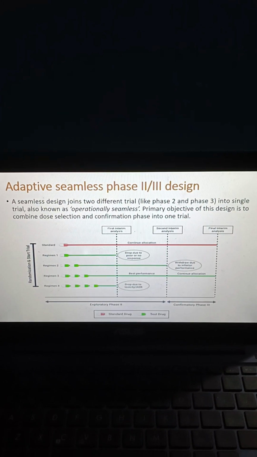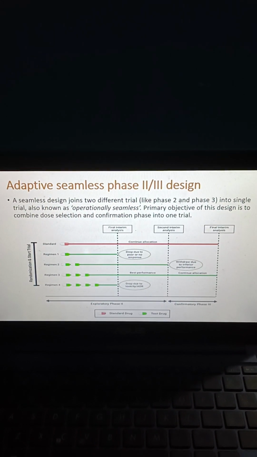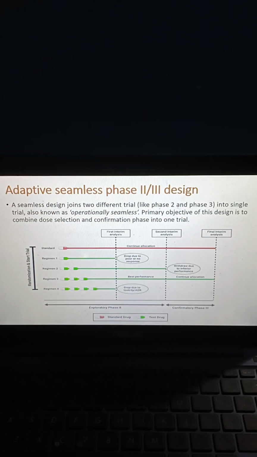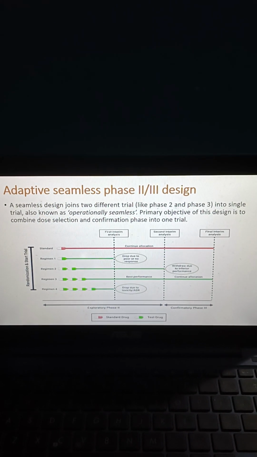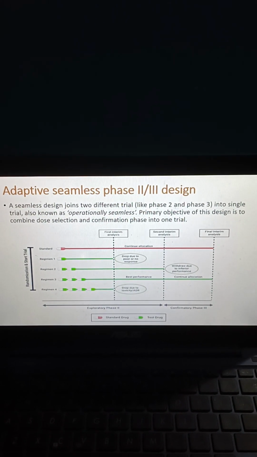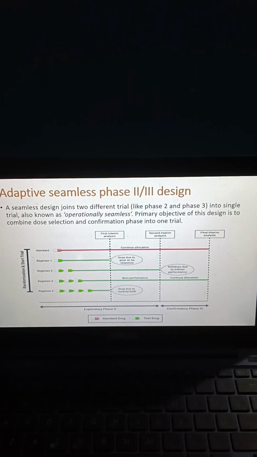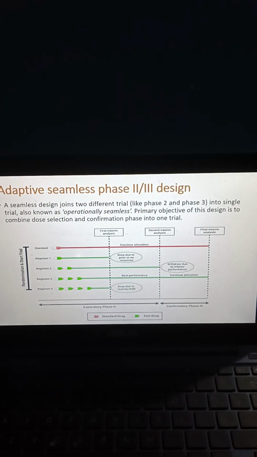Coming to adaptive seamless phase 2/3 design. A seamless design joins two different trials, like phase 2 and phase 3, into a single trial, also known as operationally seamless. The primary objective of this design is to combine dose selection and confirmation phase into one trial.